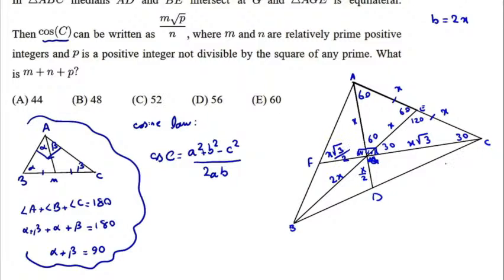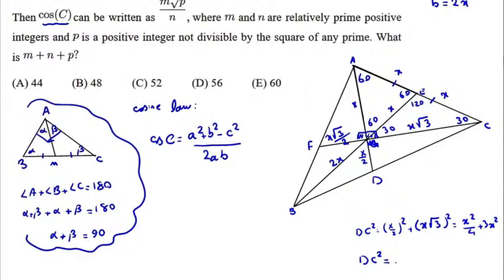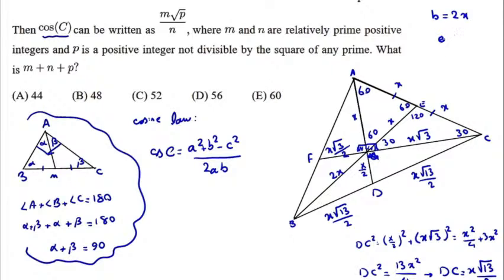And now we want to find DC. DC squared is x over 2 squared plus x root 3 squared, which will be x squared over 4 plus 3x squared. And then DC squared will be, 4x squared... 1 plus 12, 13 x squared over 4. So DC will be x root 13 over 2. Because it is a median, it is also x root 13 over 2. So A will be x root 13.